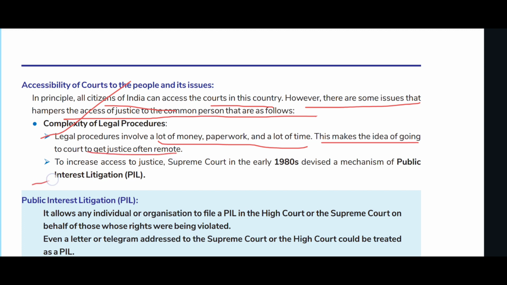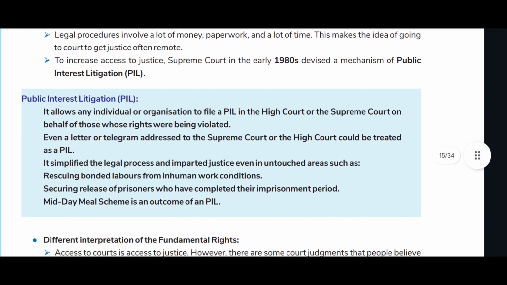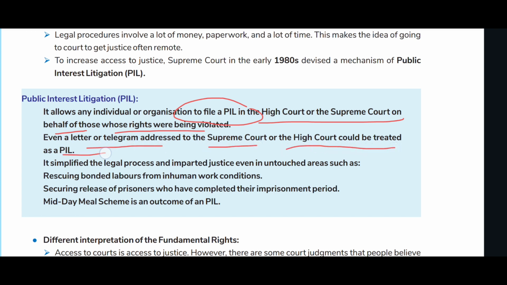To increase access to justice, the Supreme Court in the 1980s devised a mechanism of public interest litigation, that is called PIL. Now, what is PIL? PIL allows any individual or organization to file a PIL in the High Court or the Supreme Court on behalf of those whose rights were being violated. Even a letter or telegram addressed to the Supreme Court or the High Court could be treated as PIL.